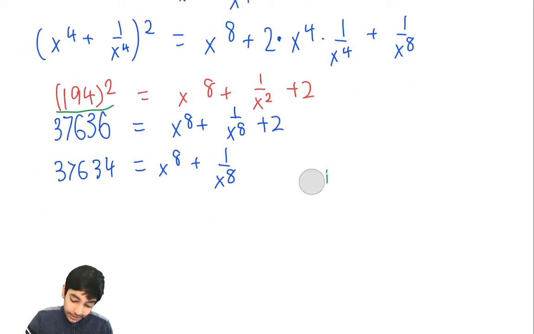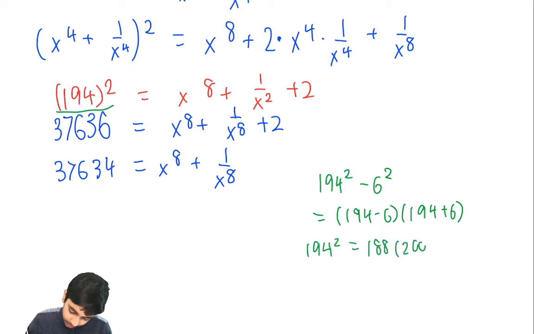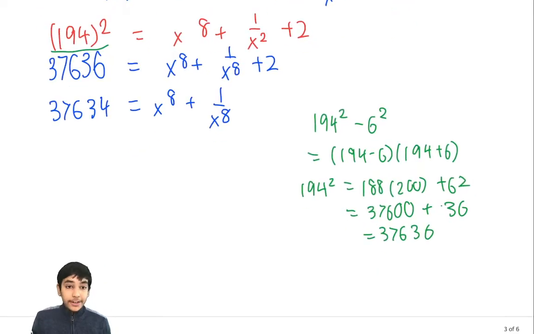so basically this was Arthur Benjamin's trick, that 194 squared minus 6 squared is equal to 194 minus 6 times 194 plus 6. And we can see that 194 squared will then just be equal to 188 times 200 plus 6 squared. And this is just 37600 plus 36, which is 37636. So if you're curious how I did 194 squared, I actually used this trick here.